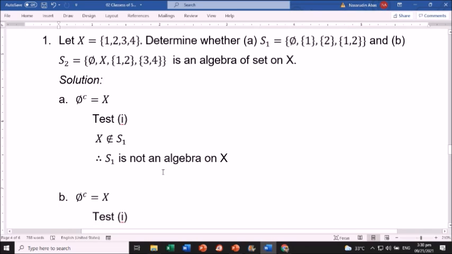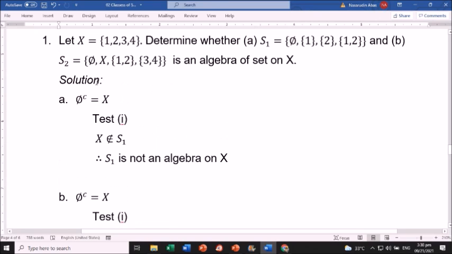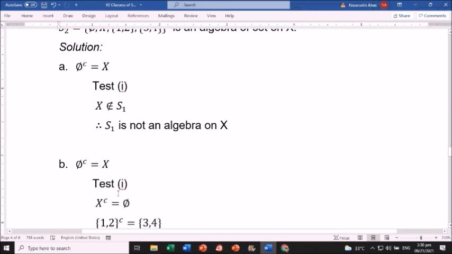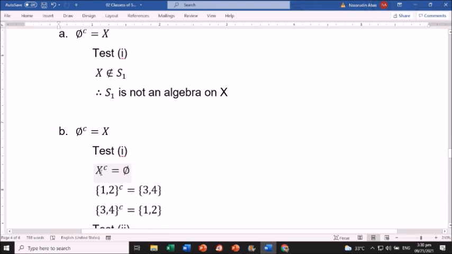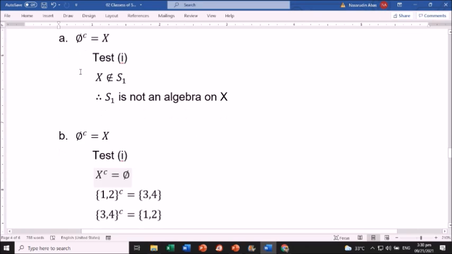So let's try this number 2 or letter B here. So the set S sub 2 contains the sets empty, set X, the set containing 1 and 2, and the set containing 3 and 4. So let's try to check if this is an algebra on X. Para sa complement, kunin natin yung complement ng bawat elements ng S sub 2. So let's start with the complement of X. That's actually empty. And then yung empty, makikita natin nandyan sa set S sub 2.